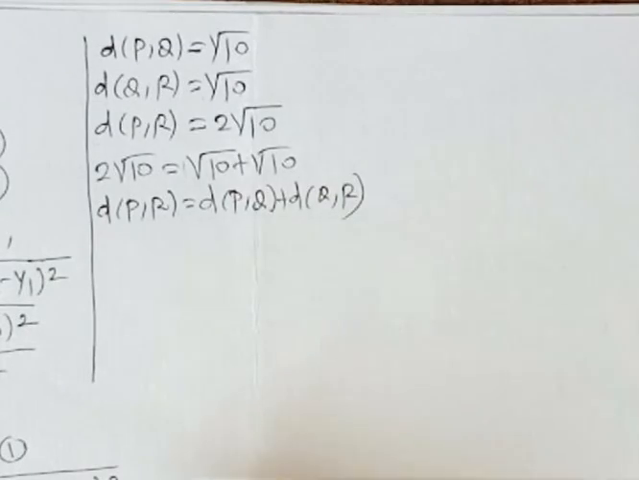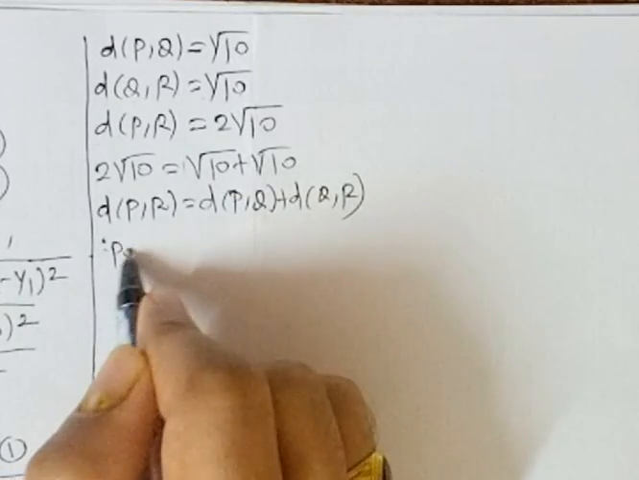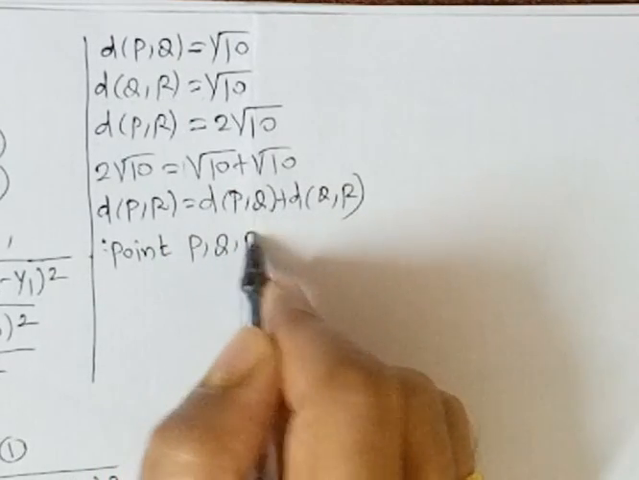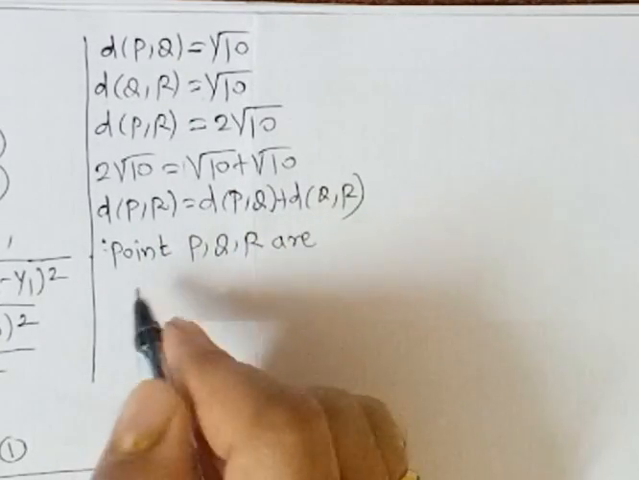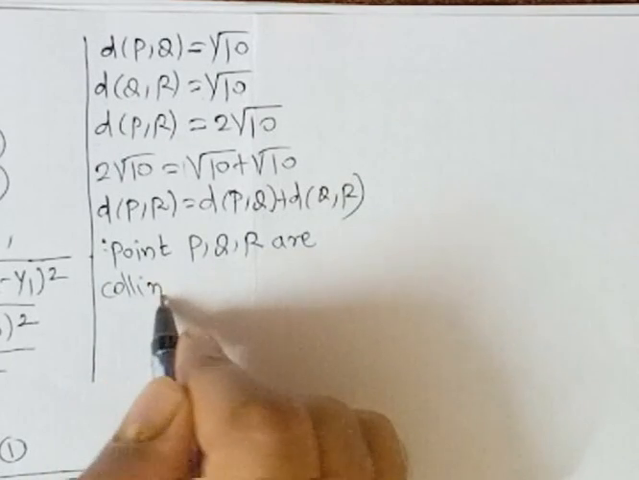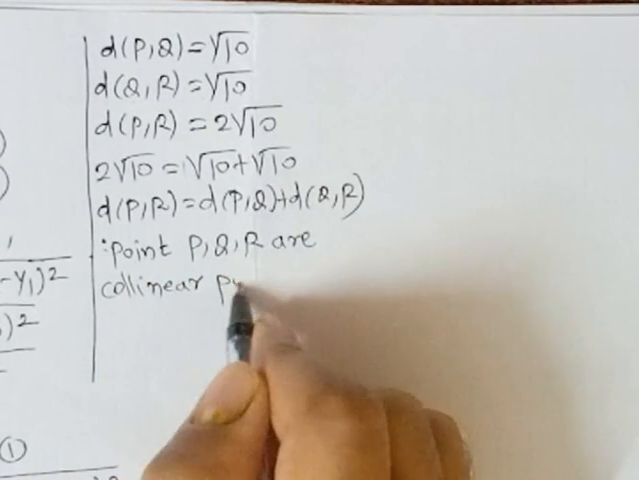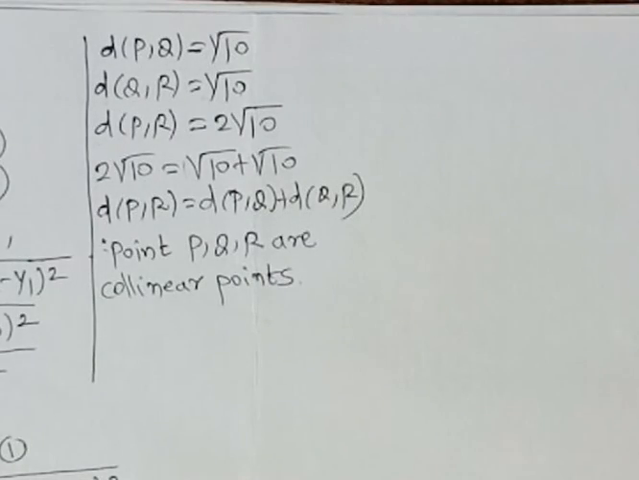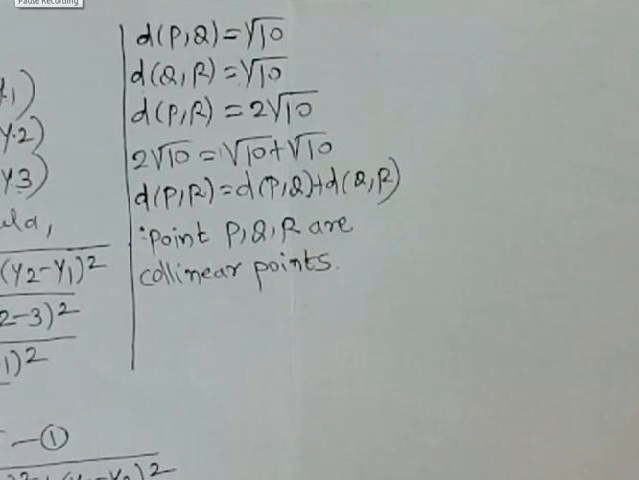And therefore points P, Q, R are collinear points. Collinear points. That is your last answer. This ends part first of coordinate geometry, Practice Set 5.1 question number 2.